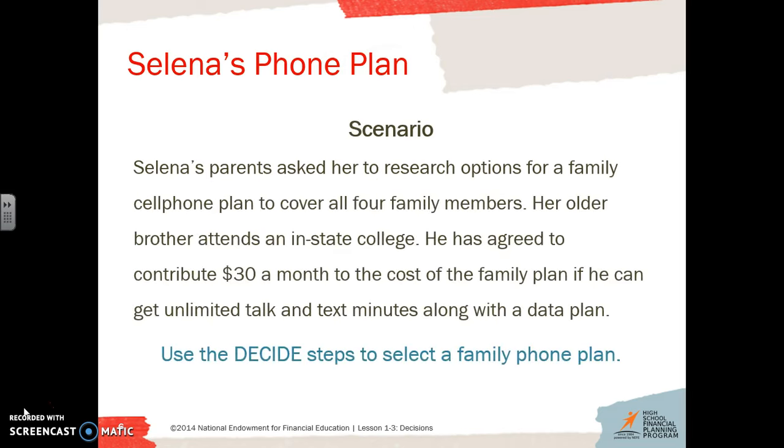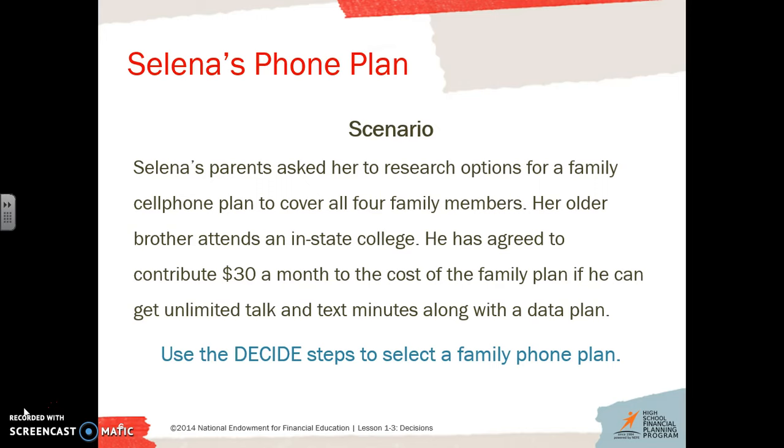Now that Selena has a phone, her parents have asked her to research options for a family cell phone plan to cover all 4 family members. Her older brother attends an in-state college, and he has agreed to contribute $30 a month to the cost of the family plan if he can get unlimited talk and text minutes along with a data plan.